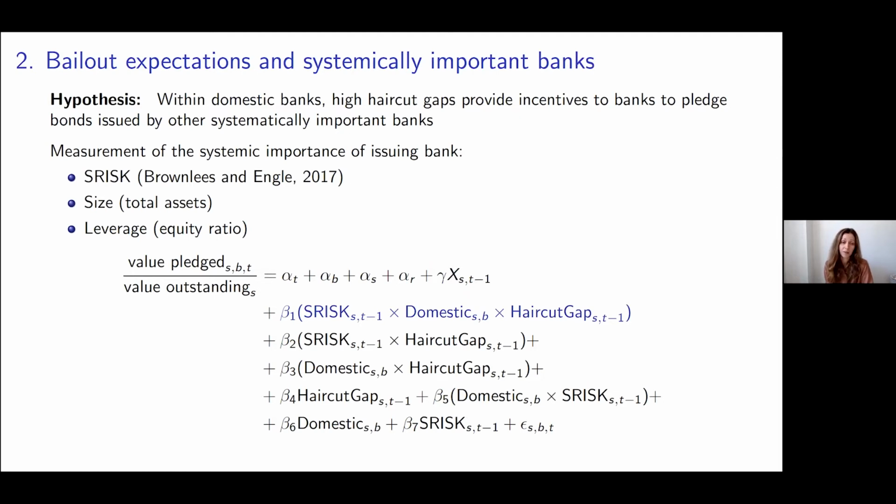Again, there are many ways how you can measure systemic importance of the bank. We do lots of things in the paper. Let me just for simplicity say that I'm going to use the SRISK of an issuing institution.